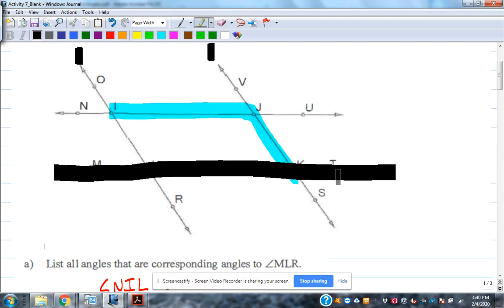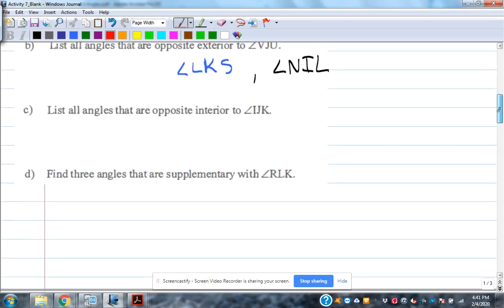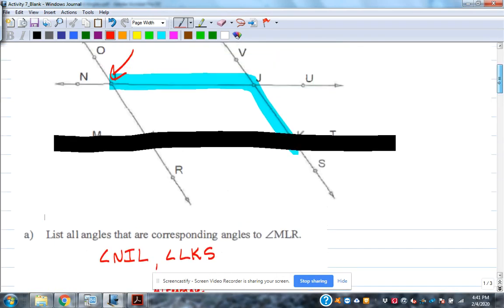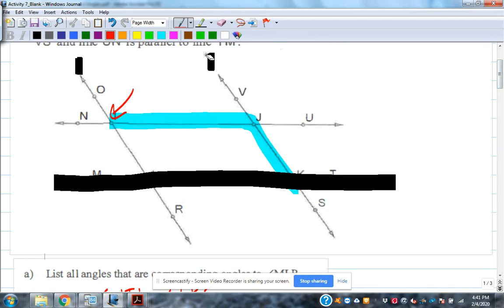ILK doesn't exist. This line doesn't exist down here. Opposite side interior, so that means it's got to be inside here. IJV is on the opposite side, but it's considered a linear pair with that, not an alternate. OIJ, that's the right one. Keep guessing, you'll get it right. So that's if these two were your parallel lines.